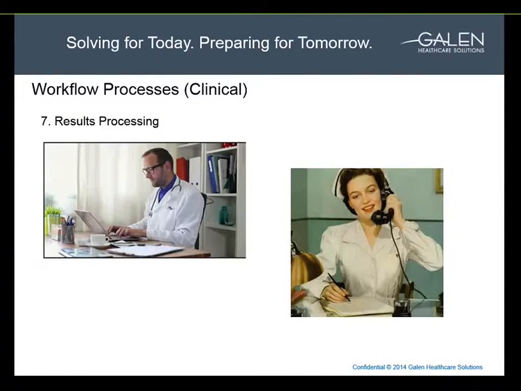The next clinical workflow process that we will discuss is number 7, results processing. In this area, we review the process steps that occur once a result is received back from the laboratory or radiology services. We need to remember to distinguish differentiators between any in-house versus outside results.